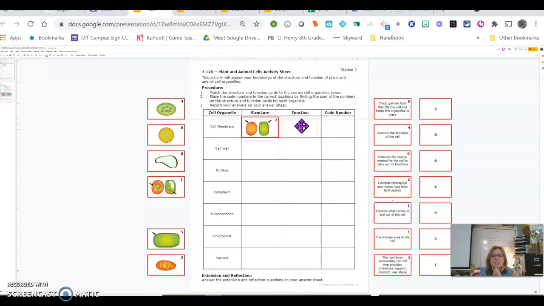So I move this over here, and then you add up your sum of the two cards, which is 3. So I would slide the 3 over. So your first code number would be a 3.